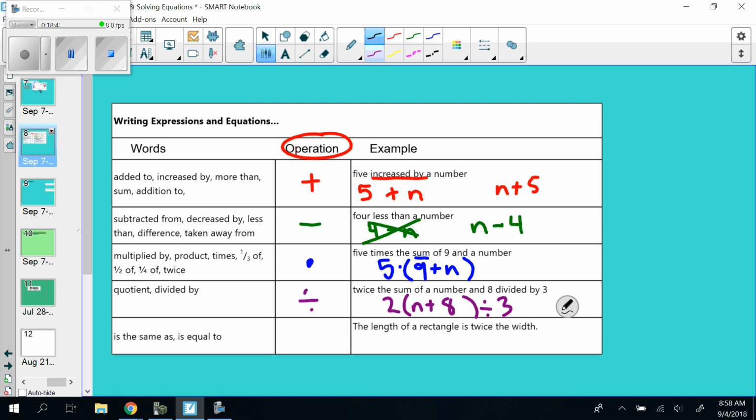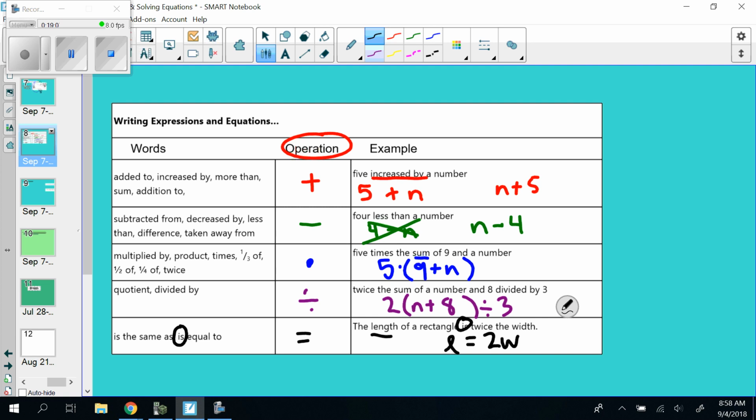And the last one is the same as or equal to. That's our indication of an equal sign. Okay, is is the big one. Anytime you see is, almost always in a math sense, that's going to mean equivalent or equal to. So this one says the length of a rectangle is twice the width. So as an equation then, length, we could use L, is equal to twice the width.